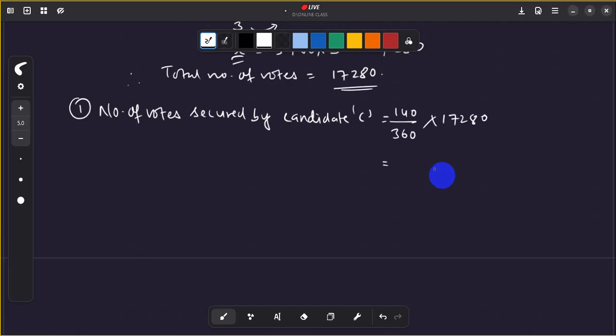17,280 times 140 divided by 360 will be 6720. It is our answer. It is the number of votes secured by candidate C.